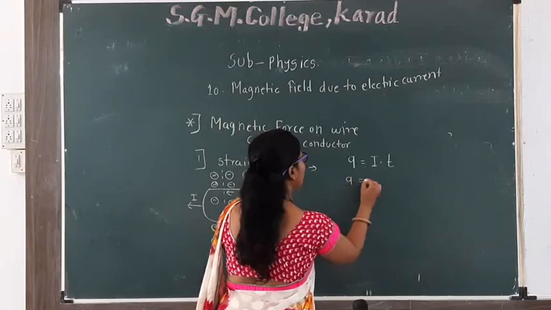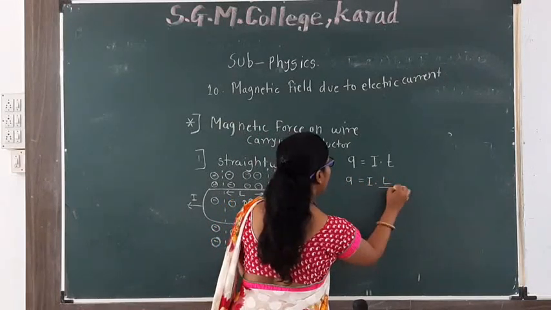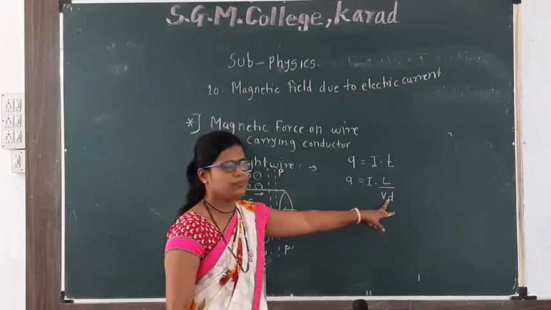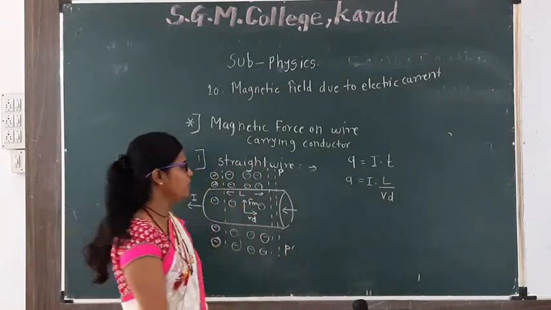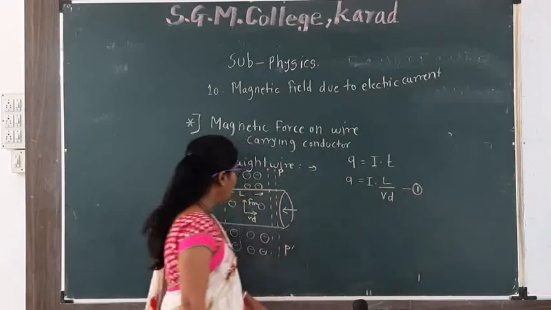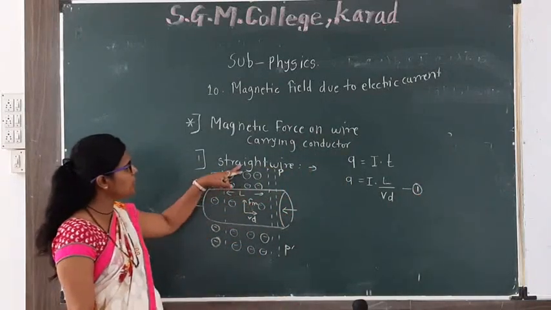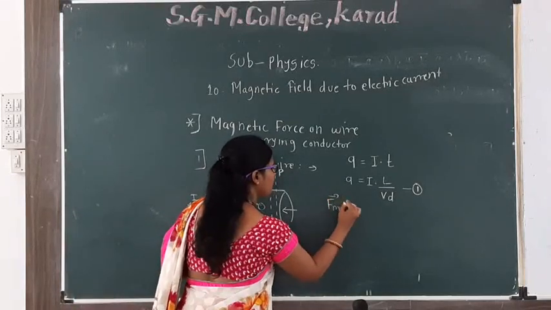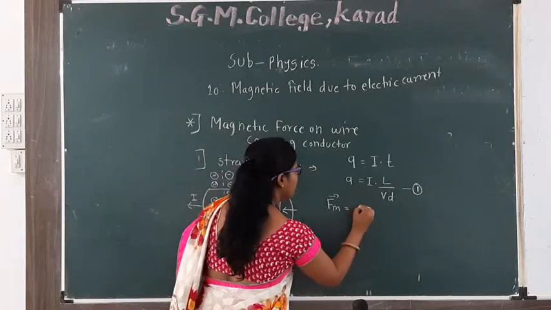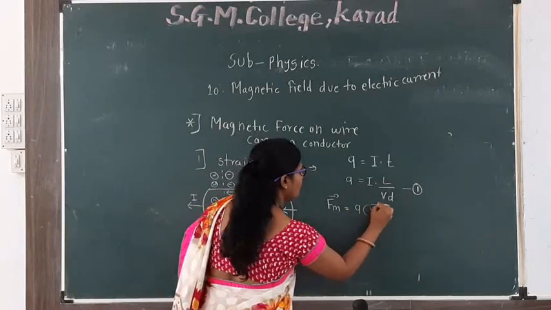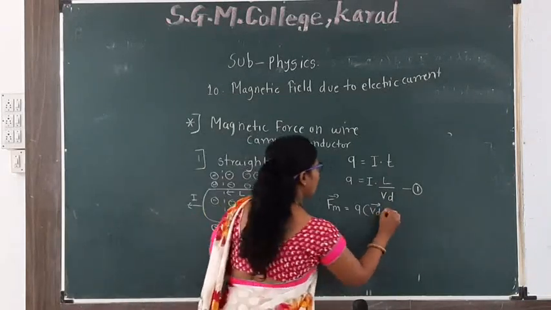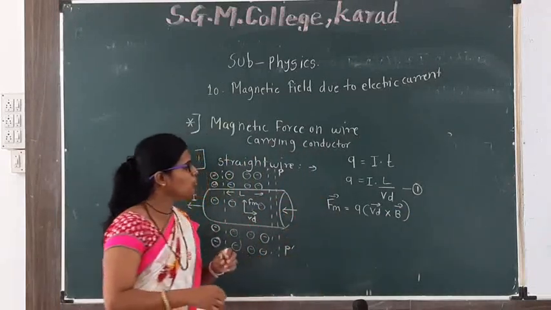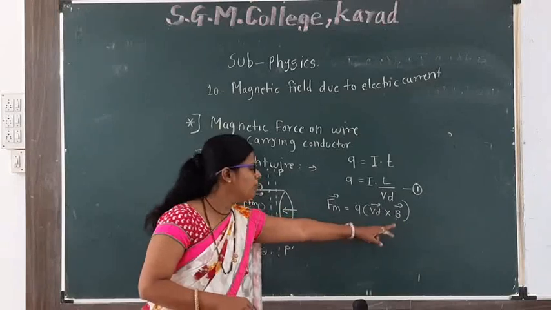Therefore, Q is equal to I into L upon Vd. t means the length of the straight wire upon the drift velocity. Now, how is the magnetic force acting on this straight wire? That equation we can write: Fm is equal to Q vector Vd cross vector B.